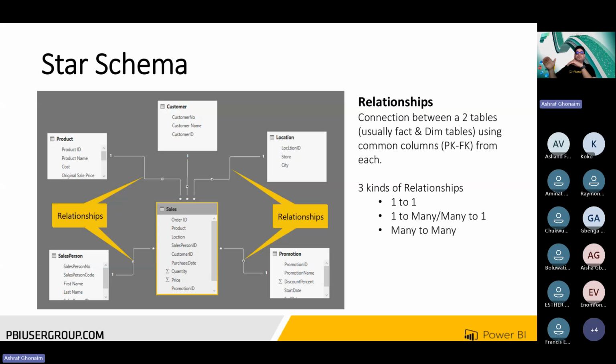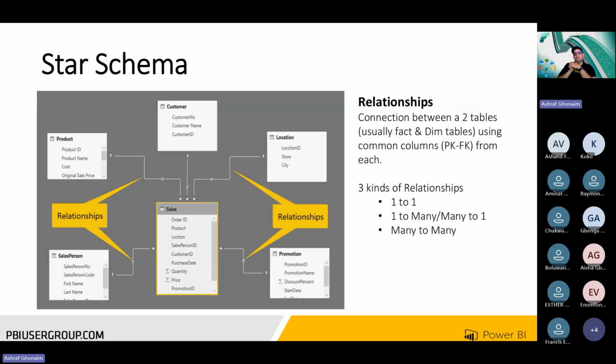In the dimension it is straightforward. The ID is the unique identifier in the dimension. In the fact, all the foreign keys together are considered the primary key, so the combination of the foreign keys in the fact table is considered the unique identifier in the fact table.